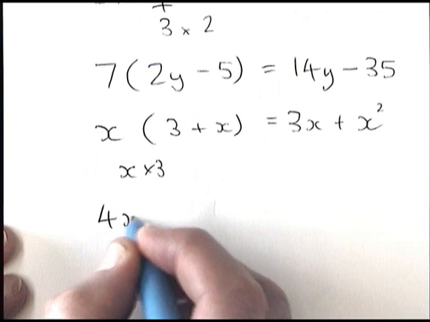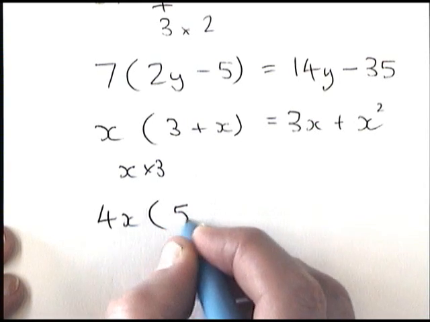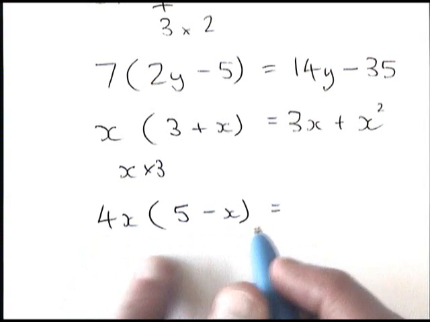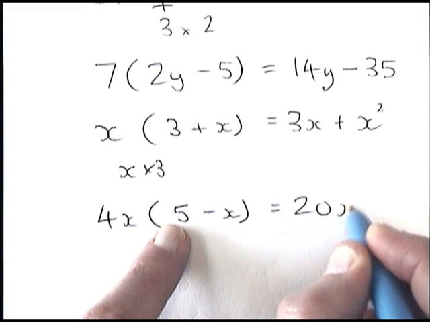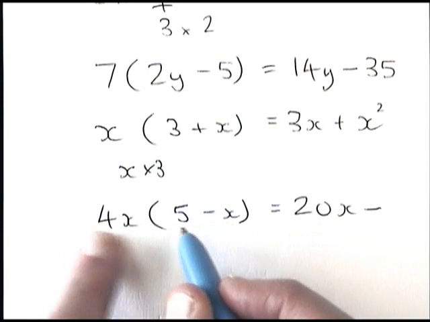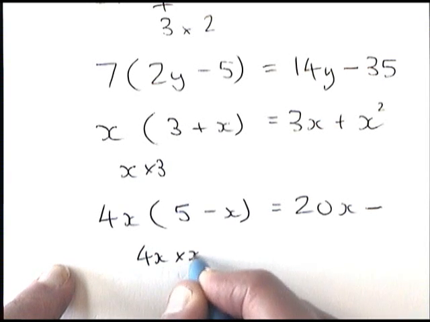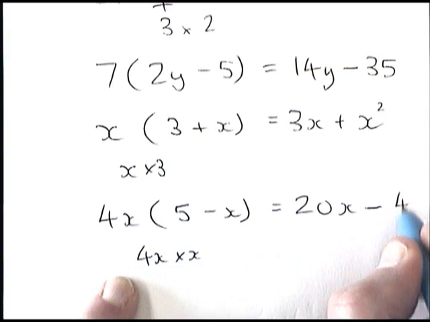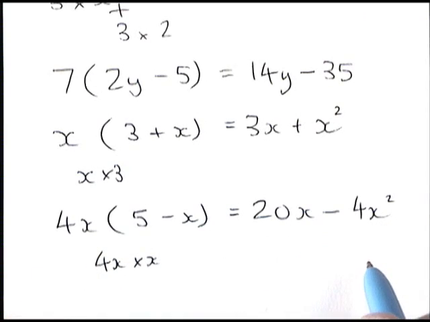Now you can go harder still with these. You can have letters and numbers on the outside and the inside. So let's have a look at this one first of all. This 4x has to be times by everything over here. 4x times by 5. 5 lots of 4x is 20x. Then the sign goes in. And 4 lots of 4x times by another x. That means 4x times by another x. Well, the x times by x is x squared. And there's a 4. It's 4x squared.